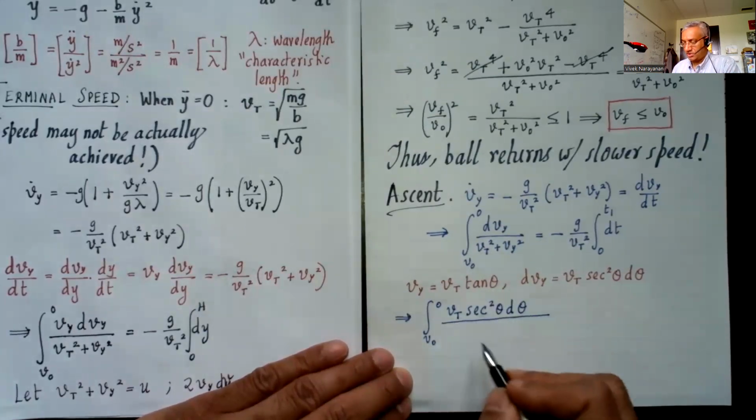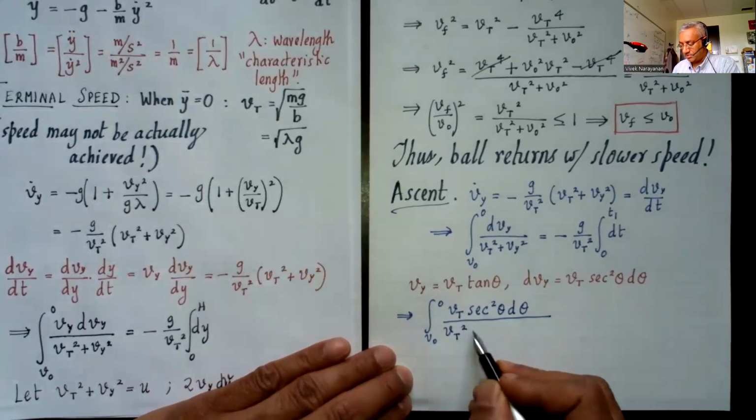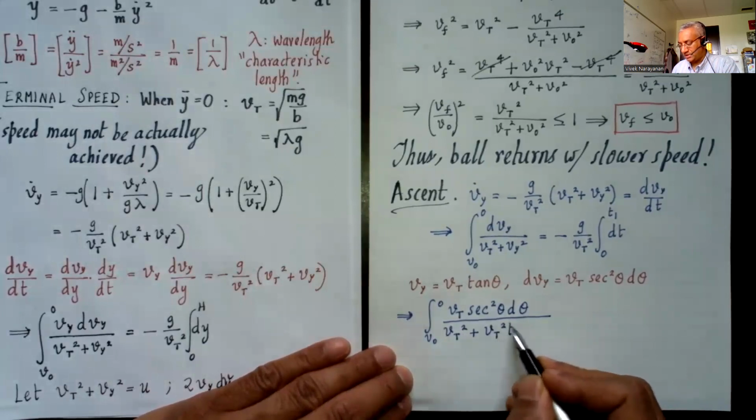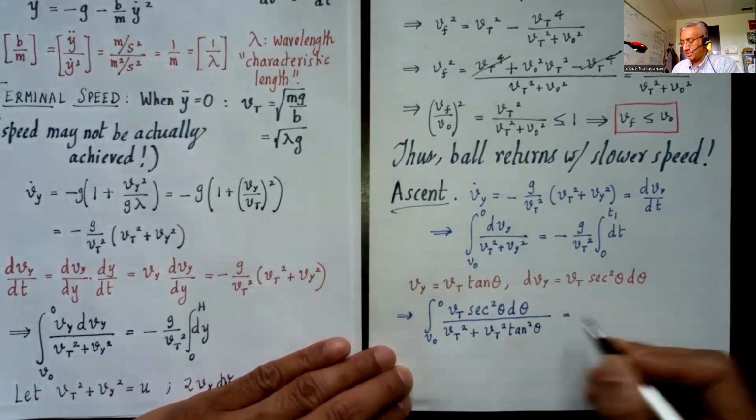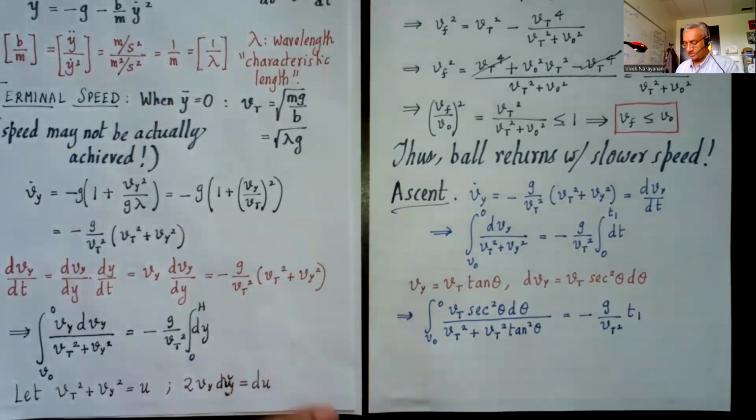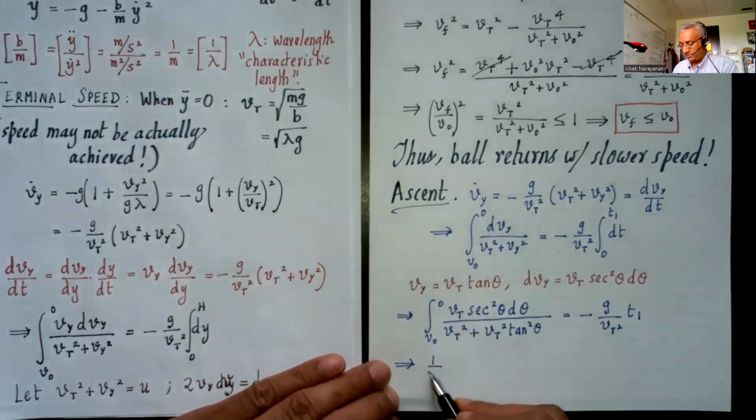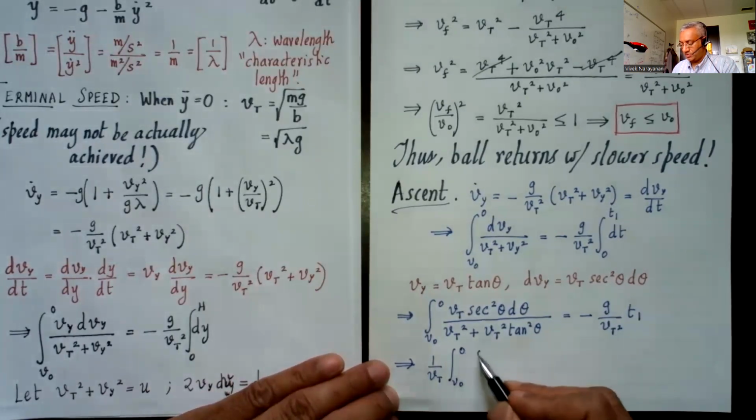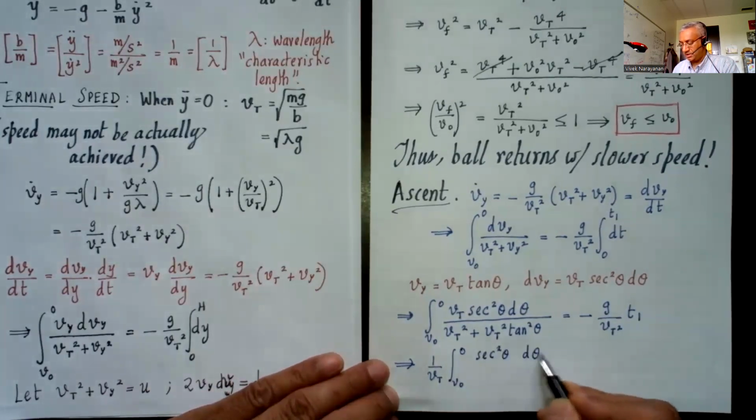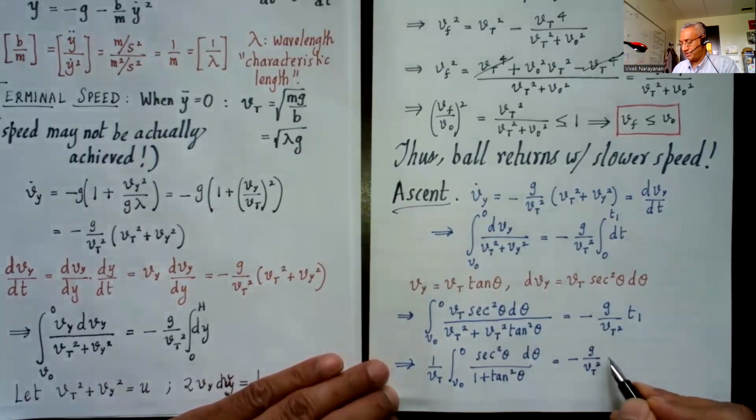divided by, downstairs, I have Vt squared plus Vt squared tan squared theta. And this one is just negative g over Vt squared times T1. So that part's pretty simple. One of the Vt's cancels out, so I get 1 over Vt here. The integral from V naught to 0, secant squared theta d theta over 1 plus tan squared theta, is equal to negative g over V terminal squared times T1.